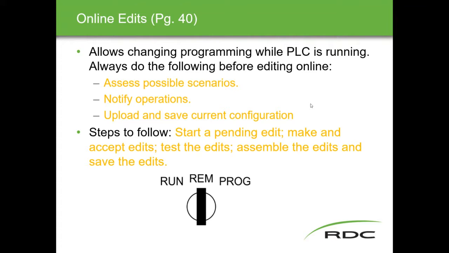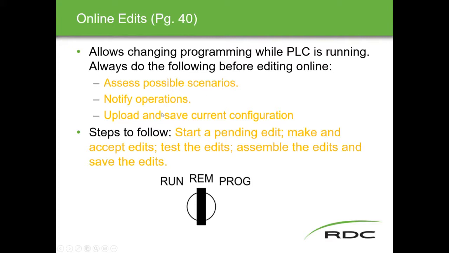Okay, so online edits allow us to change the programming while the PLC is running, and we should always do certain things before we edit online. Sit down for a second, think about what you're about to do, and assess how the poop can hit the fan. Understand what you are doing and what the effects can be. Secondly, you're going to want to notify operations, because if the poo does hit the fan, operations are going to be the ones that cover your ass and save you. We also, as I said earlier, before we start any type of programming activity, always upload and save the current configuration so that if things go bad, you can reset it to where you were when your shift started.